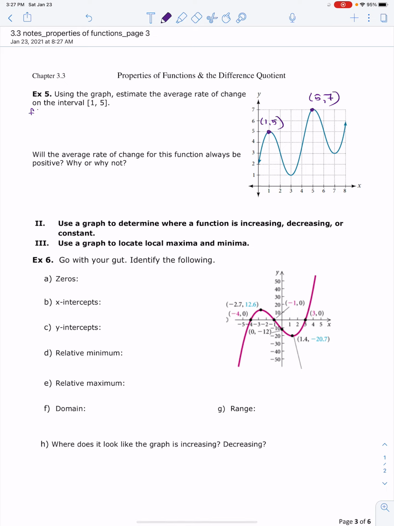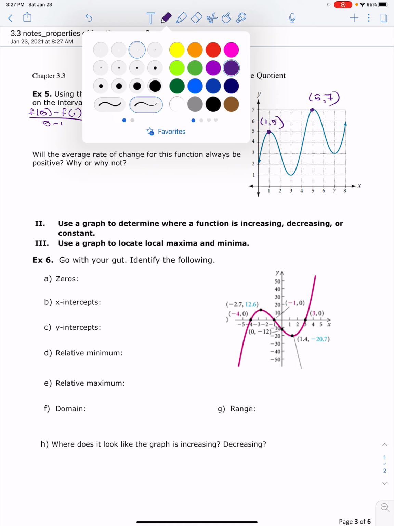So we're going to go f of 5 minus f of 1 over 5 minus 1, so y sub 2 minus y sub 1 over x sub 2 minus x sub 1. F of 5 is 7, f of 1 is 5. 5 minus 1 is 4. We get 2 over 4, which reduces to 1/2. Always reduce a fraction if you can. Again, no reason to convert to a decimal and make more work for yourself. That might mean you get it wrong.